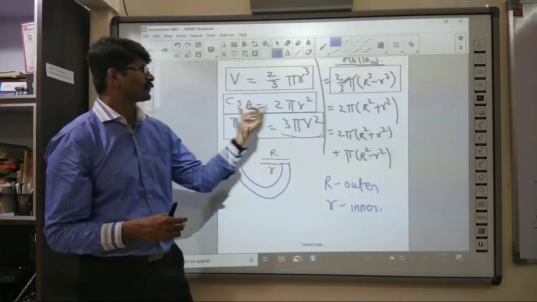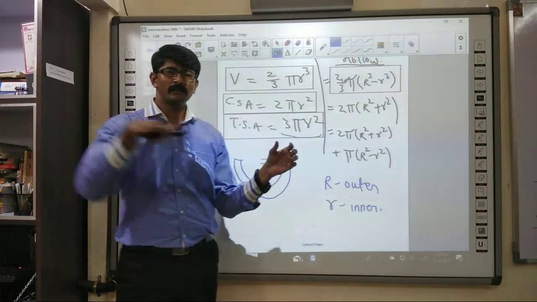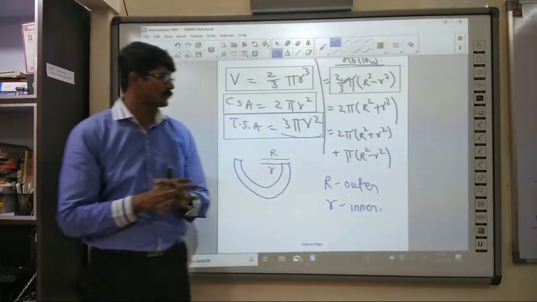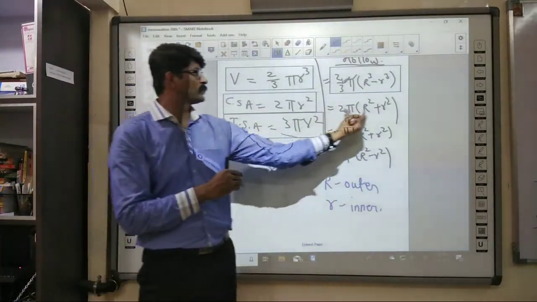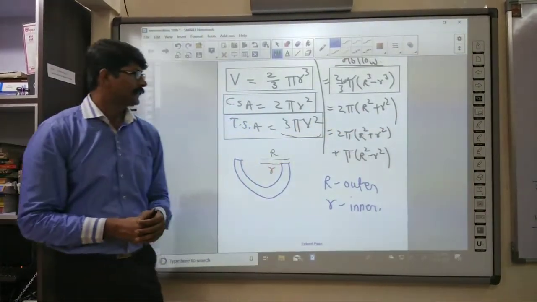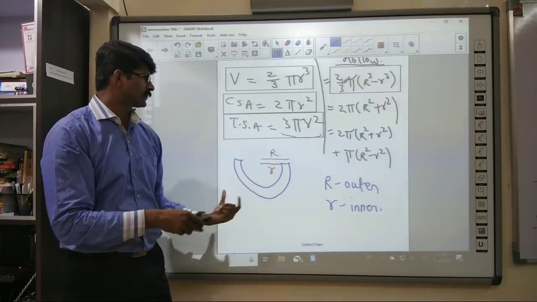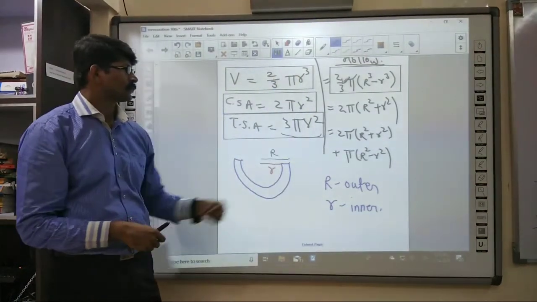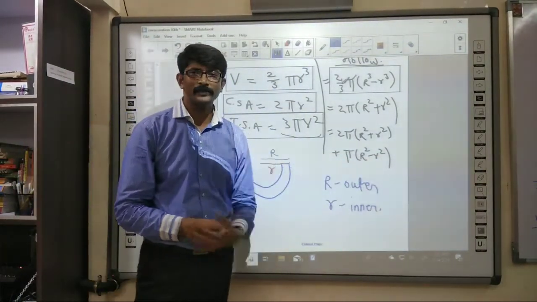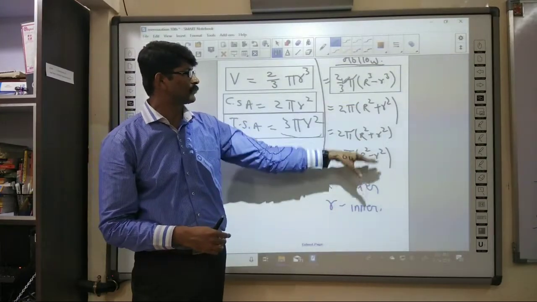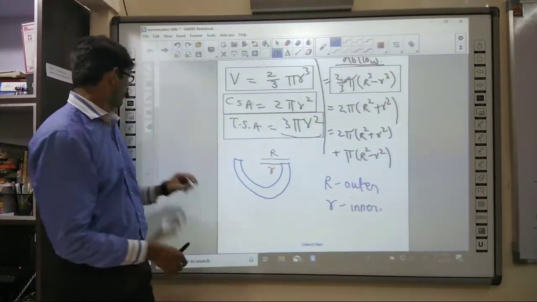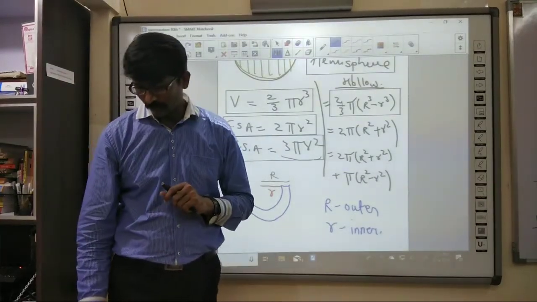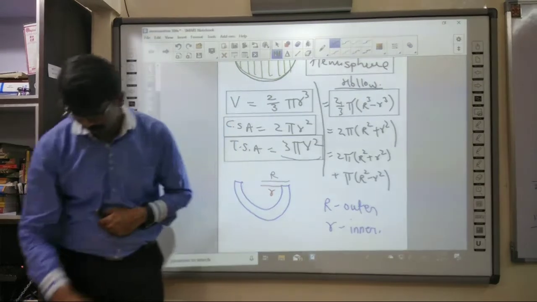And what will be the curved surface area? Inner surface area plus outer curved surface area. So that's why 2 pi R square plus 2 pi r square, and then 2 pi is taken out common, so R square plus r square. And then what will be the total surface area? Curved surface area plus the top ring. The top ring would be pi (R square minus r square) added to the curved surface area. That's it. So these are all the formulas. I hope by now you are equipped with all the formulas.